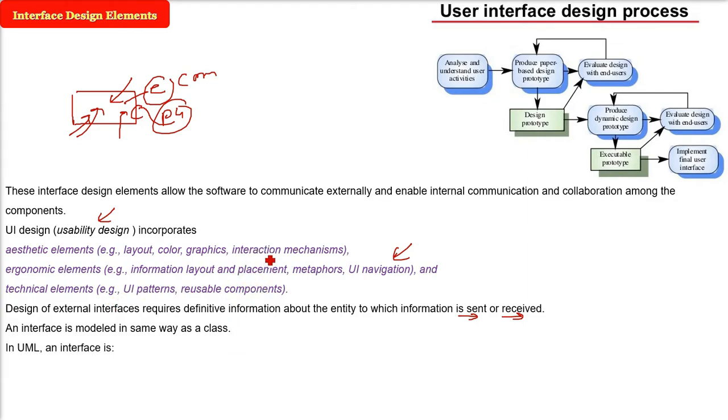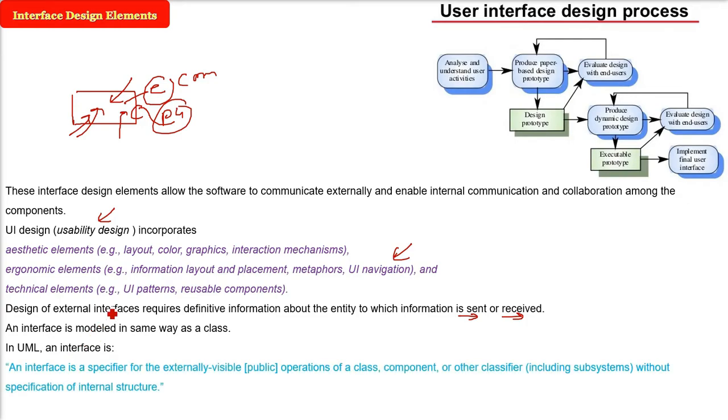In Unified Modeling Language, an interface, let us define it first. What is an interface? An interface is a specifier for the externally visible operation of a class, component, or other classifier. It includes the subsystems also, without specification of internal structure. That is, you are saying these are the plug-in points. This is what you see for a class, component, or any other. These are the plug-in points. I am not going to tell you the internal structure. So an interface is like this.